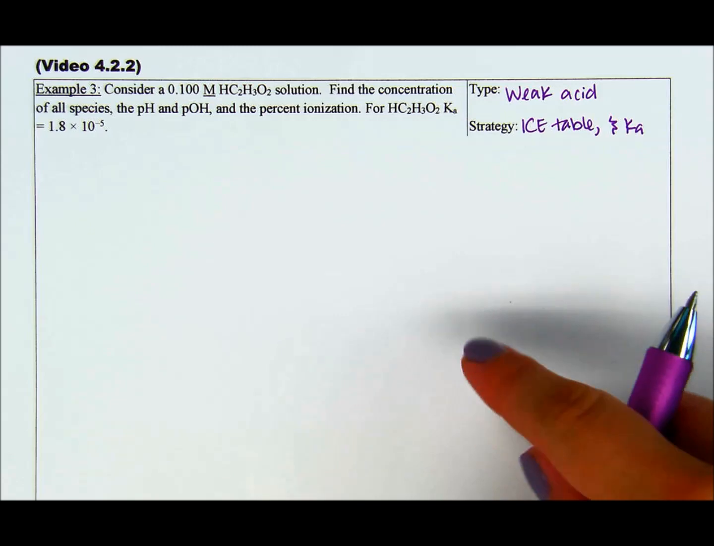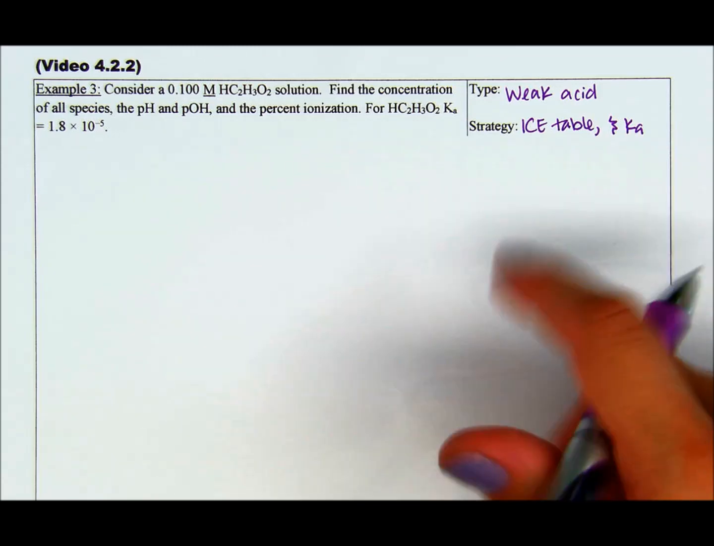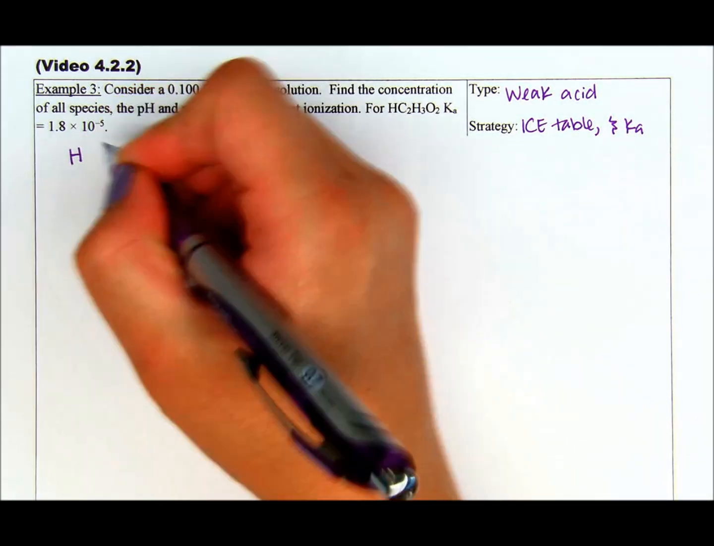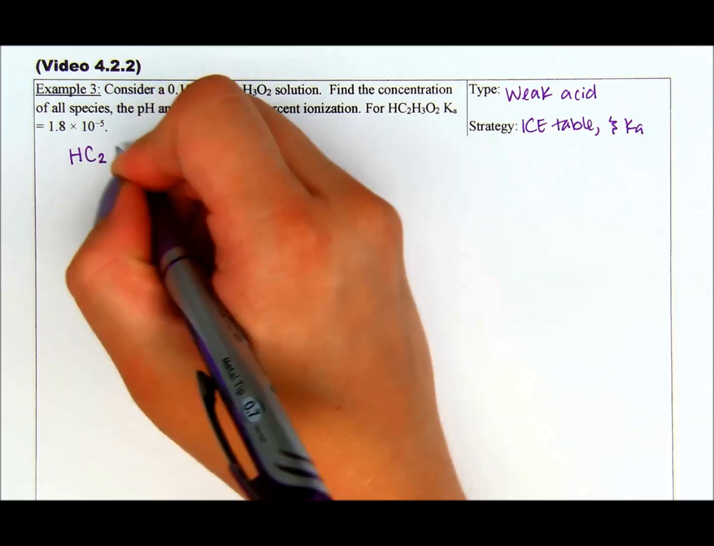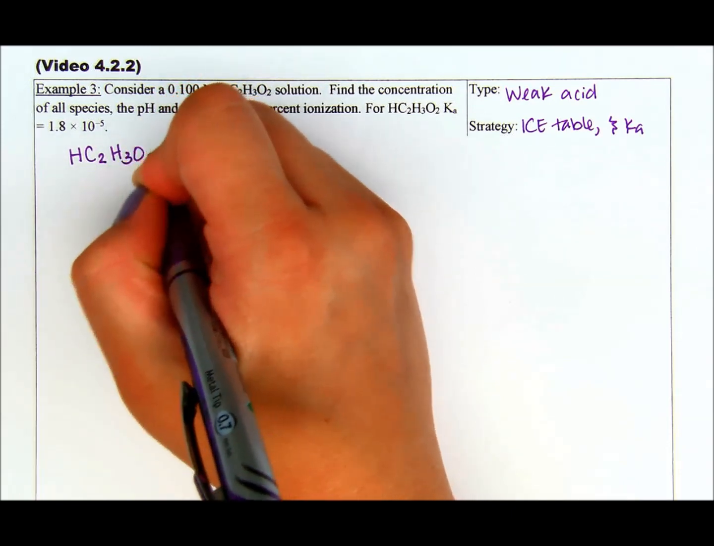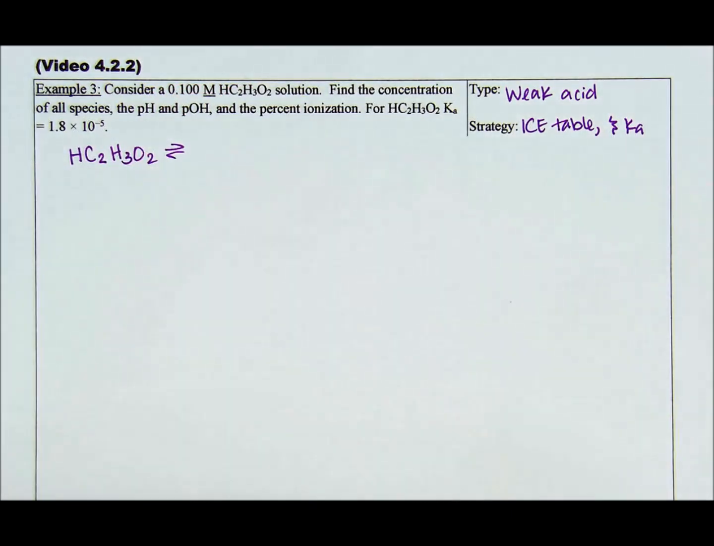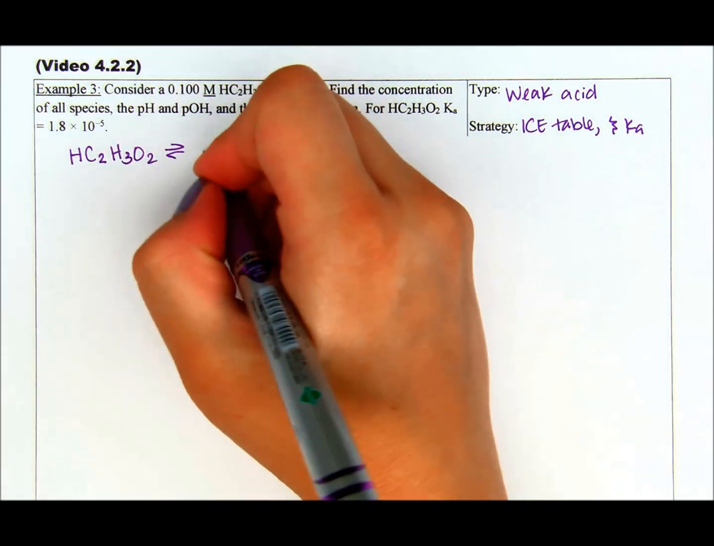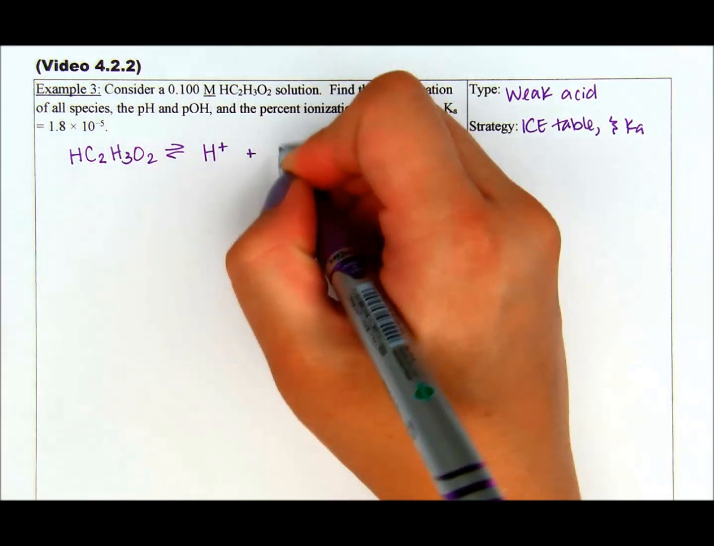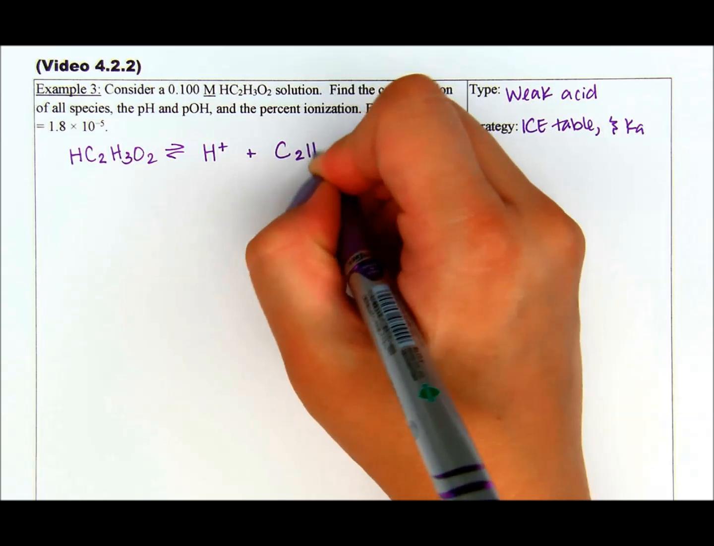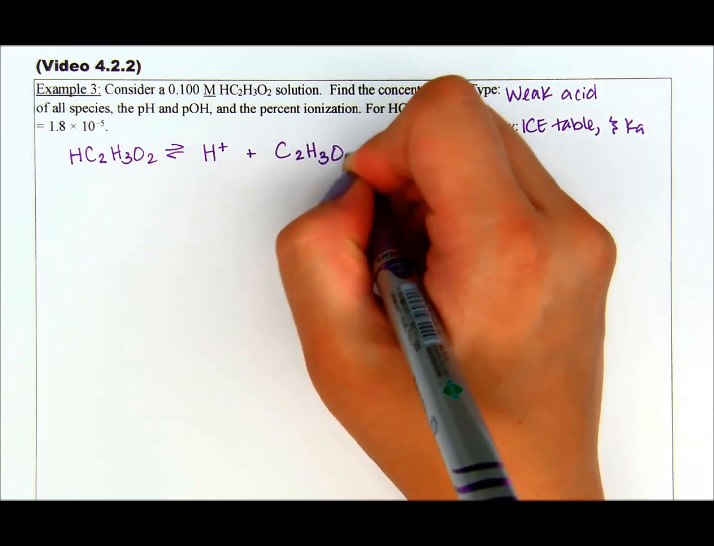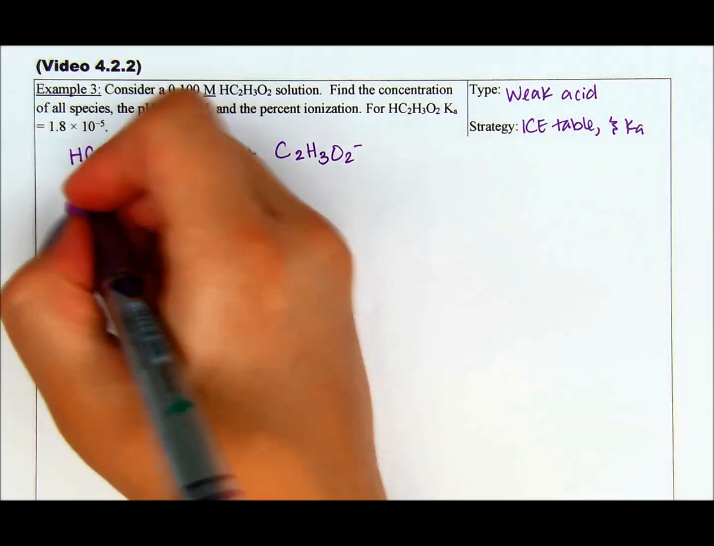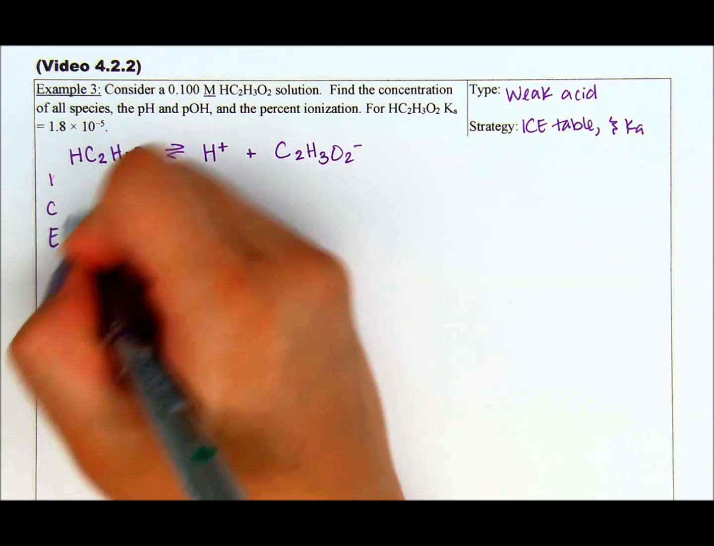So remember, first thing we're always going to do, write a chemical equation. So let's see what's happening here chemically. So we have HC2H3O2, double-sided arrow because that's a weak acid, dissociates into H plus and your acetate anion, C2H3O2 minus. ICE.